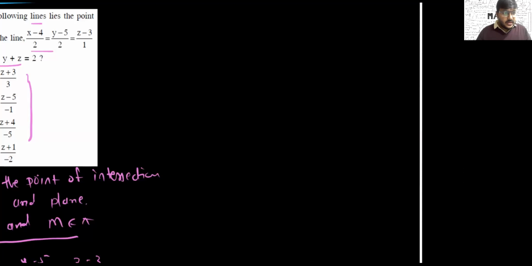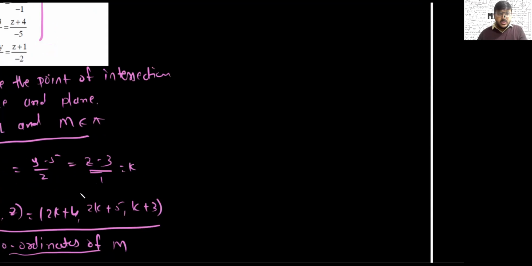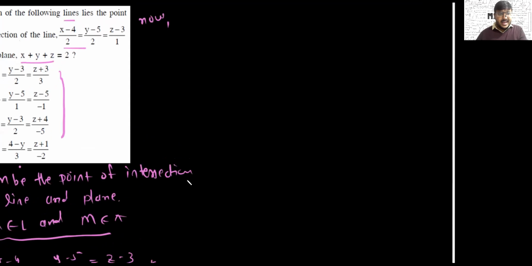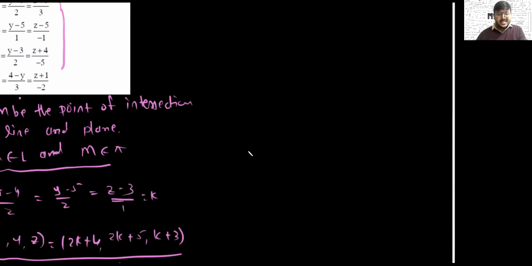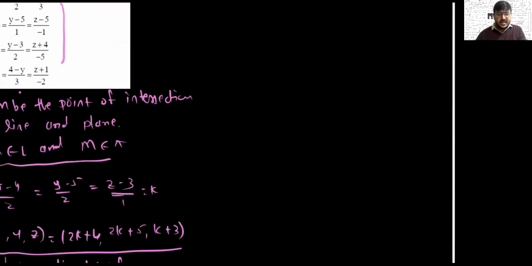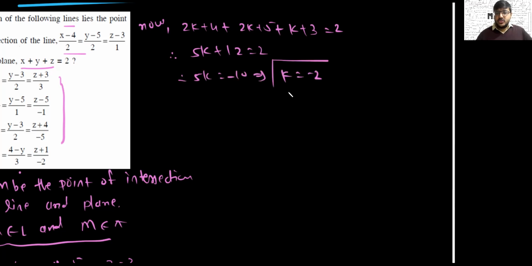So as I said, we need to put this value of M, x, y, z in the equation of plane. So by putting those values into the equation of plane, what I will get: x as 2k plus 4 plus y as 2k plus 5 and z as k plus 3 equals 2. Hence 5k plus 12 equals 2. Hence 5k equals minus 10. So k will be minus 2.